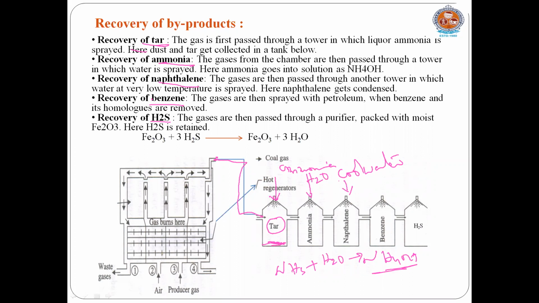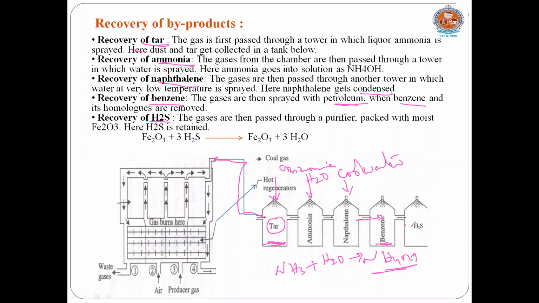The gases are then passed through another tower in which water at very low temperature is sprayed. Here naphthalene gets condensed, liquefied. The gaseous naphthalene is converted into liquid. Next, the remaining gases pass into the next chamber, where they are sprayed with petroleum. This petroleum dissolves the benzene and its homologues, benzene-like substances, benzene, toluene, aniline, etc., which are dissolved into the petroleum and settle down into the bottom. Right? Later, this gas is passed into another chamber.